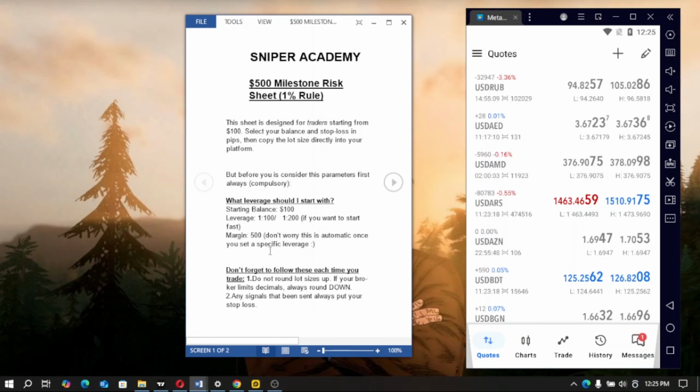You want to make sure you read through all this. Then don't forget to follow these each time you trade. These are rules. Do not round lot sizes up. That's one. If your broker limits decimals, always round down.